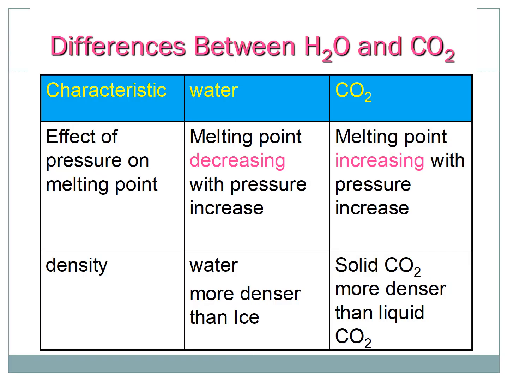So what is the difference between water and carbon dioxide? The first one is the effect of pressure on melting point. The melting point decreases with pressure increase for water, and for carbon dioxide, the melting point increases with pressure increase. Meanwhile, for density, water is denser than ice, and for carbon dioxide, solid carbon dioxide is denser than liquid carbon dioxide.